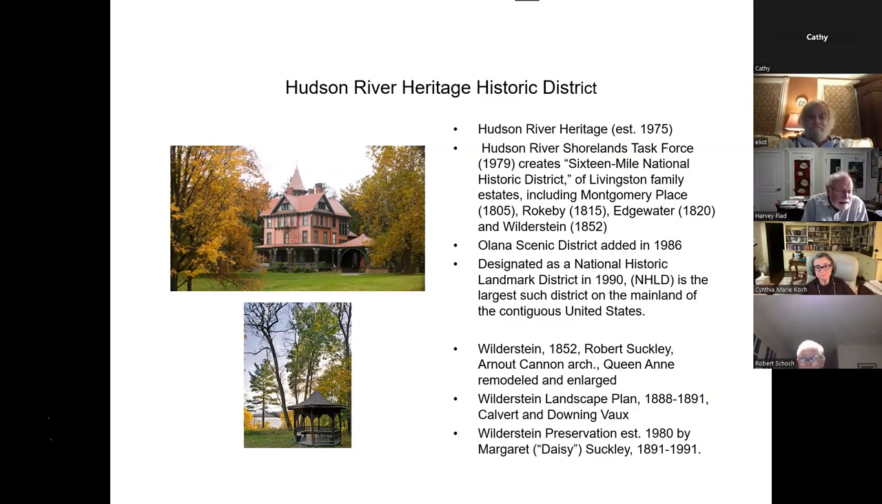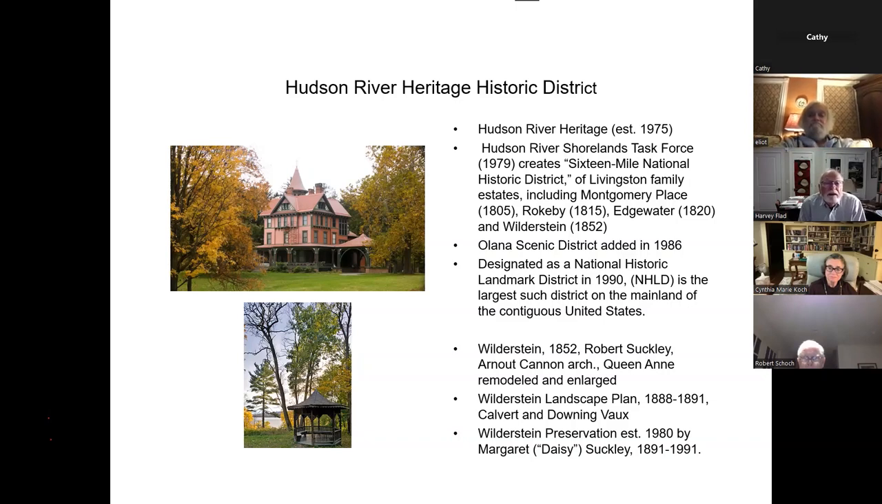In 1980, the task force hosted a tour of the district for the second International Conference on National Trusts, co-sponsored by the National Trust of Scotland and the National Trust for Historic Preservation. And both sites were then part of this long tour and so forth. That, among the many, as you can see, of Livingston family estates: Montgomery Place, Rokeby, Edgewater, Wilderstein, and so on.